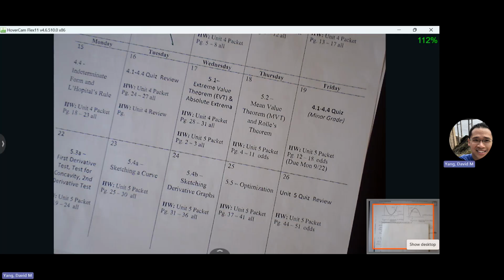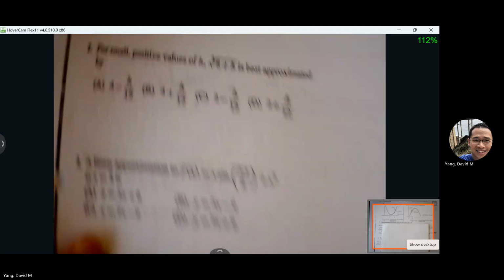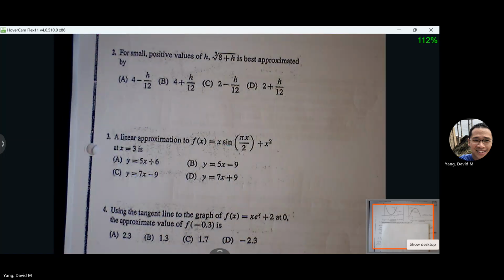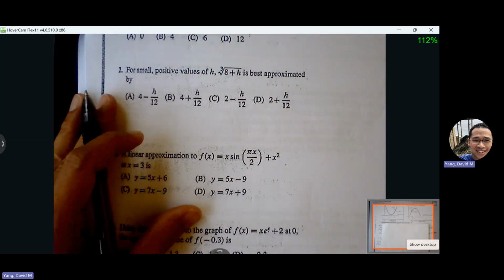Let's just do a couple of practice problems from page 7 and 8. Let's do number 2 and 4 together here.